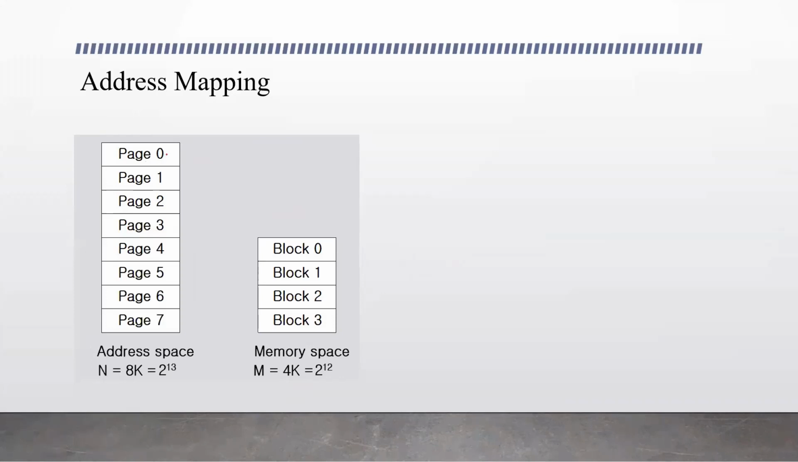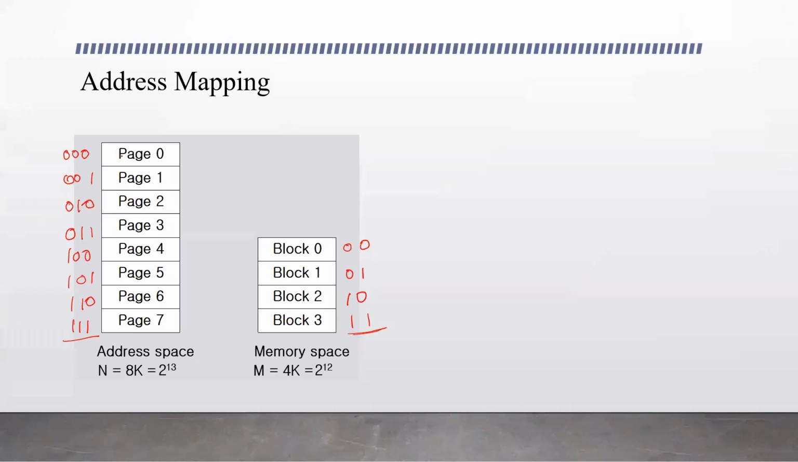What is the line number here? These pages are numbered. As we have 8 pages, we need 3 bits to number them. 000 is the first page, 001 is the next page, page 1. 010 is page 2, 011, 100, 101 is page 5, 110 and 111. This way the pages in the address space are numbered. And in main memory, blocks are numbered. As we have 4 blocks, we use 2 bits to number them: 00 is the 0th block, 01 the first block, 10 the second block, and 11 the next block.